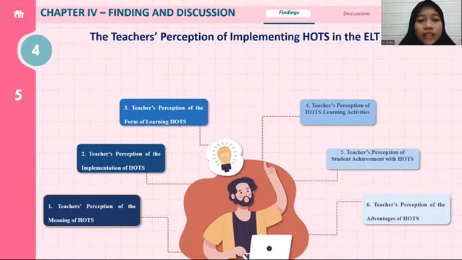The last one is teachers' perception of the advantages of HOTS. Based on the answer, teacher A can find out the limits of students' abilities with the amount of communication between teacher and students. Meanwhile, teacher B said that the existence of HOTS can increase interaction with students, so the two English teachers agreed that the amount of interaction or communication between student and teacher made learning more interesting.